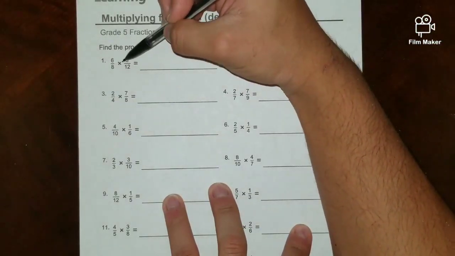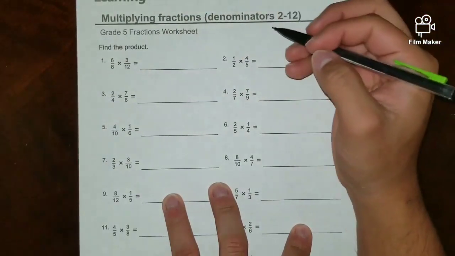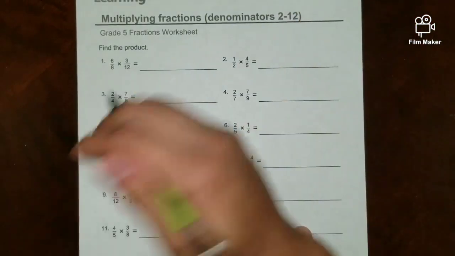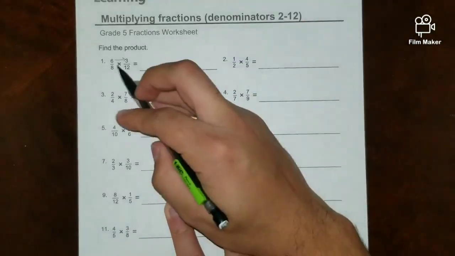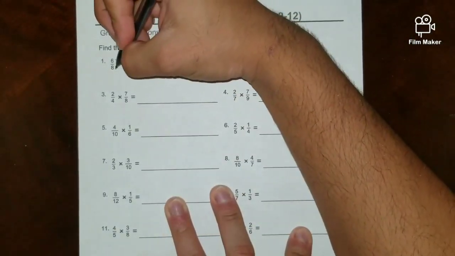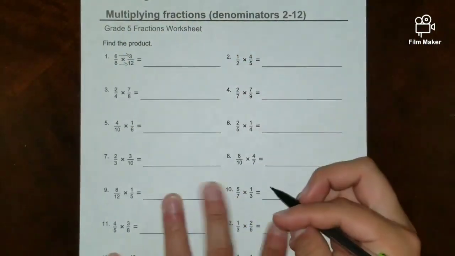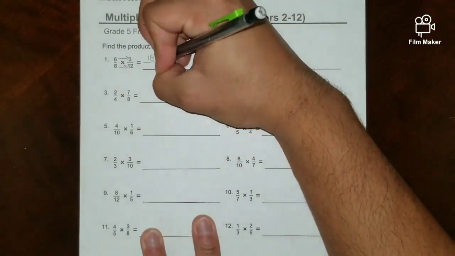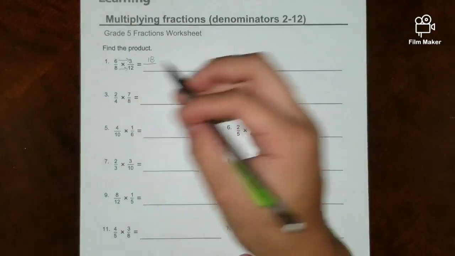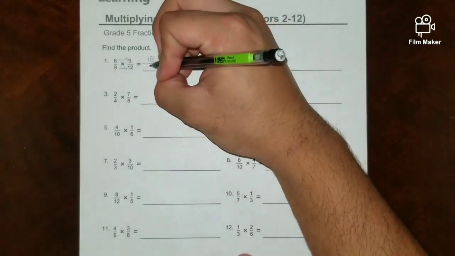6 over 8 times 3 over 12. So when we multiply straight across, we multiply 6 times 3 and 8 times 12. So 6 times 3 is 18 over 8 times 12 is 96.